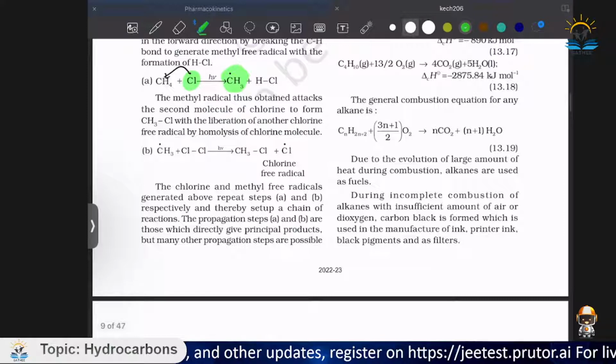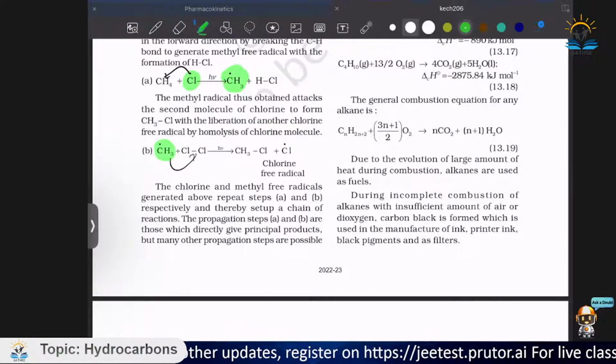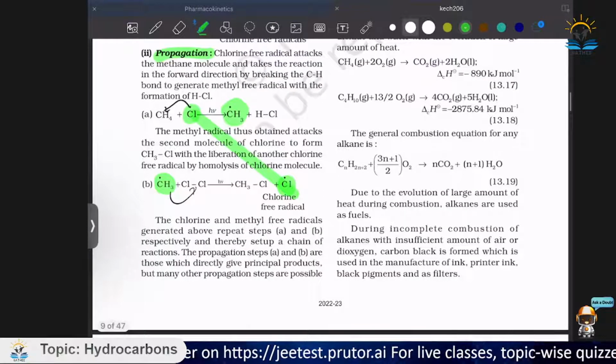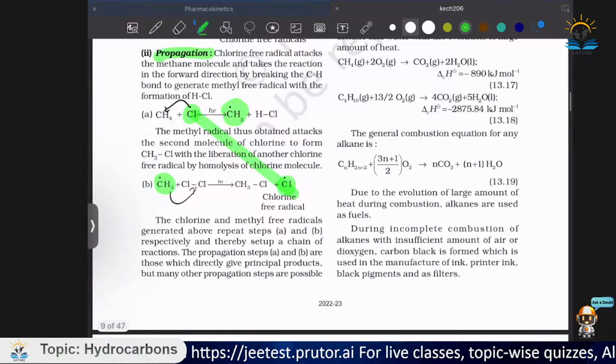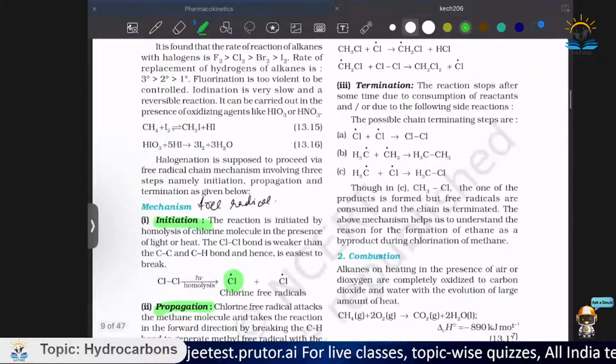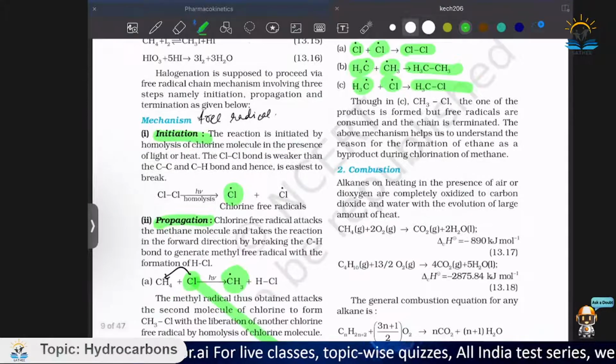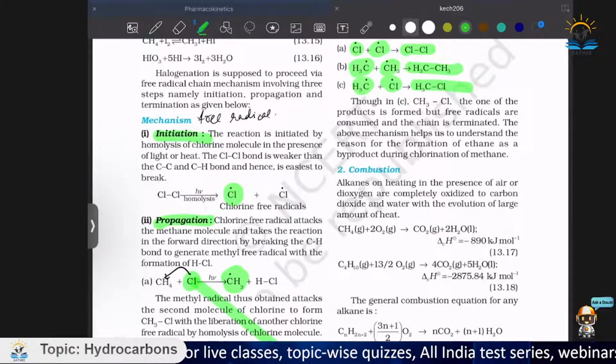See, they have generated the parent free radical, and these steps continue. Termination step is when two free radicals combine together and terminate the reaction. So initiate, maintain or propagate, and then terminate. This is how the reaction proceeds.